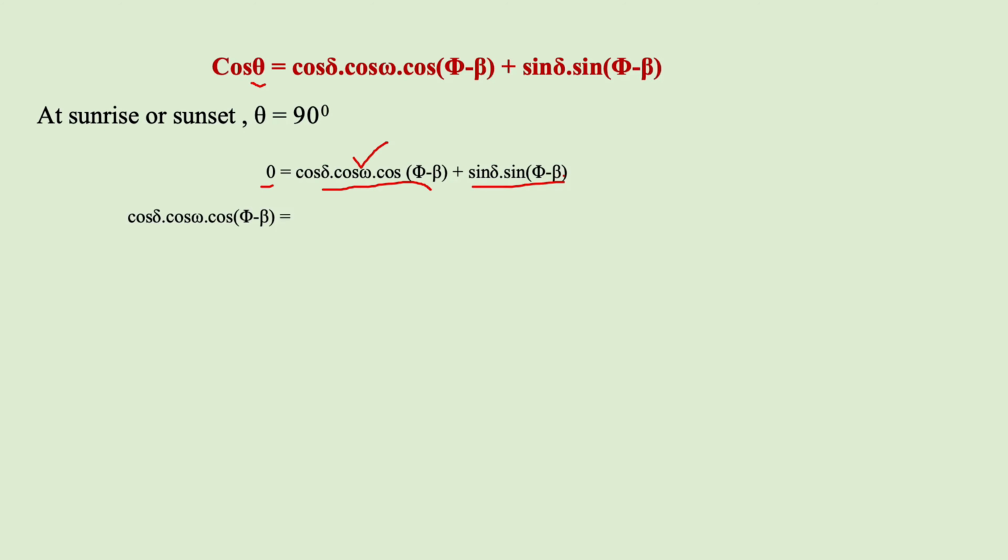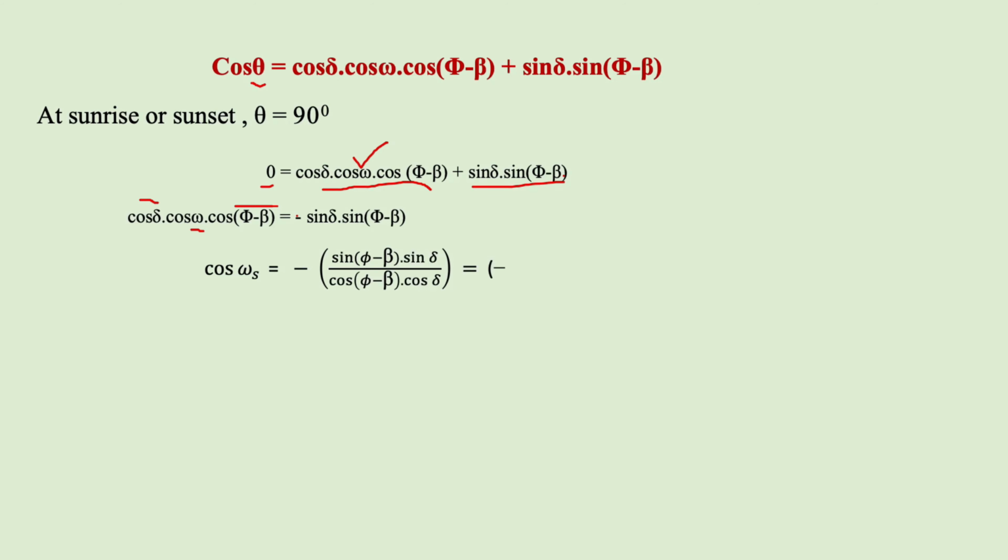Cos delta cos omega cos (phi minus beta) is equal to minus sin delta sin (phi minus beta). Since this term was taken to the other side of the sign of equality, that's why the minus sign is placed. Now the omega in cos omega we write as omega s, so cos omega becomes cos omega s. Now taking cos delta and cos (phi minus beta) to the right side, the equation becomes cos omega s is equal to minus sin delta sin (phi minus beta) divided by cos delta and cos (phi minus beta).